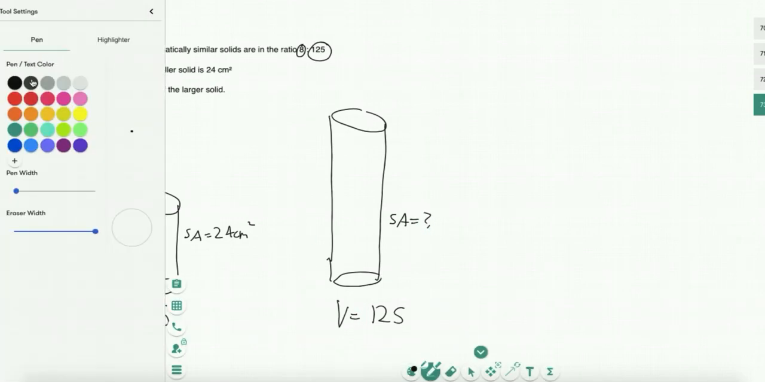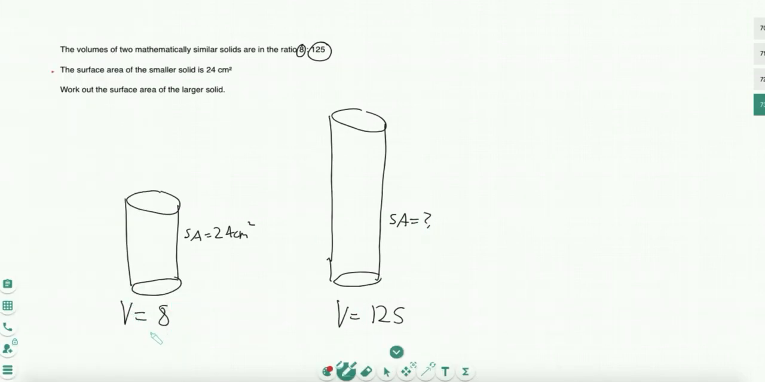Well, since I have values for both the volumes, why don't we find the volume scale factor? So how do I get from 8 to 125? Well, I'll just do 125 divided by 8, which is going to be times by 15.625. Now, in order to find this missing surface area, I have to find the surface area scale factor.